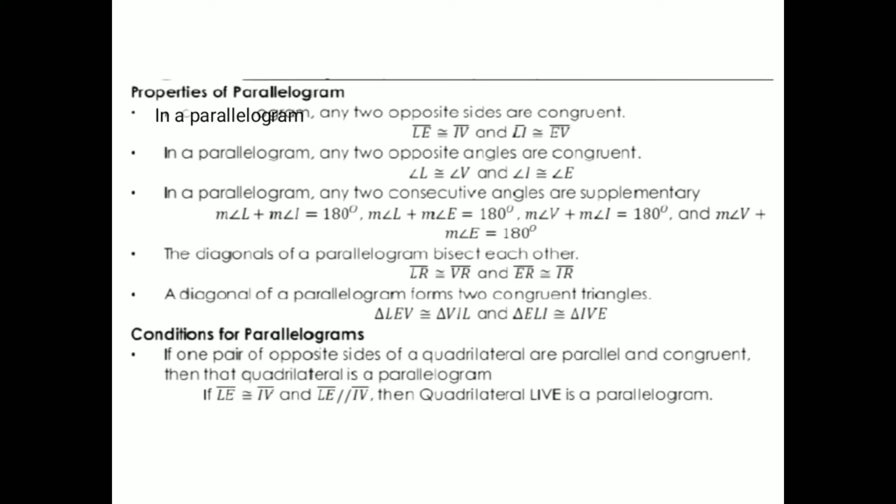Conditions for parallelogram. If one pair of opposite sides of a quadrilateral are parallel and congruent, then that quadrilateral is a parallelogram. If side LE is congruent to side IV, and side LE is also parallel to side IV, then the quadrilateral LIVE is a parallelogram.